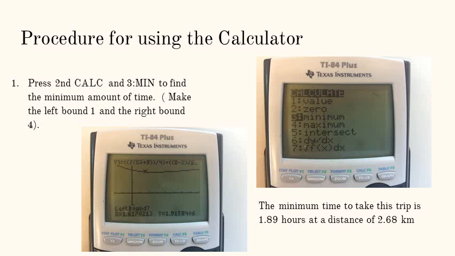To find the minimum point, press second, then calculate. From there, press minimum. When finding the minimum, the calculator will ask for left and right bounds. For the left bound, just go far enough left so you're not on the minimum point. For the right bound, go far enough right so you're not on the minimum point. Once you do so, hit enter 3 times because it will ask you for a guess. Once you hit it the third time, it will give you the answer of 1.89 hours at a distance of 2.68 kilometers.